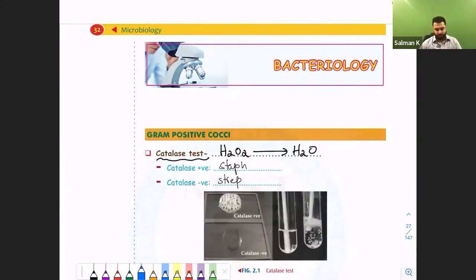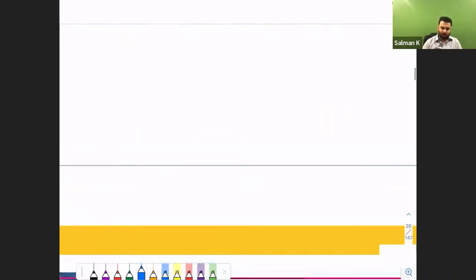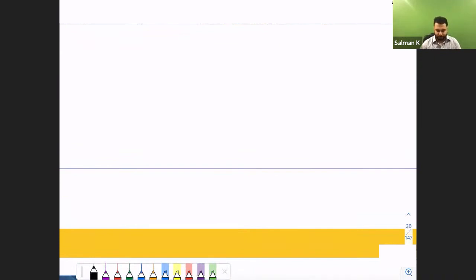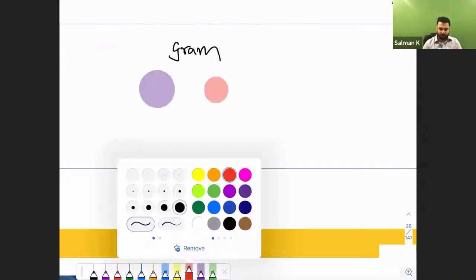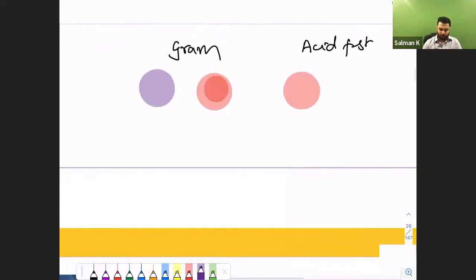Now, just for a reference to start this topic, I'm going to tell you these two things that you should all know. Okay. First thing, if I am saying gram stain, if you see purple color versus pink color, who is who? Okay, that's what we need to know. Purple versus the pink color. Next, in the acid fast stain, who is who as usual? That's what we need to know.